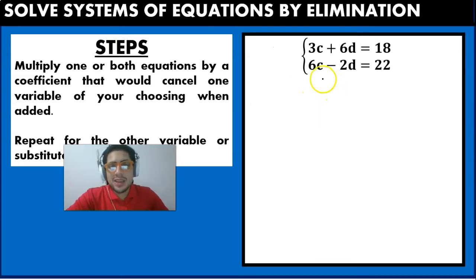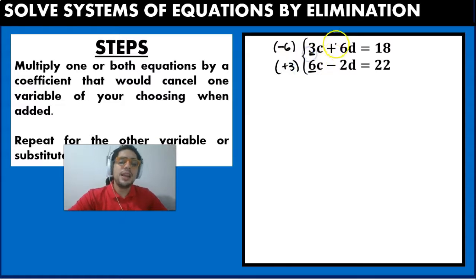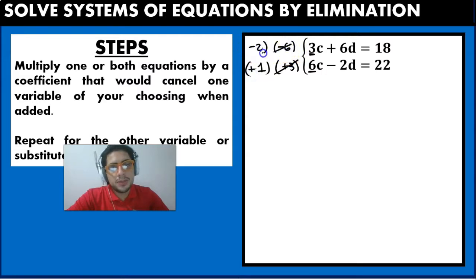Let's say we want to cancel the c, right? So in this case, if you want to cancel c, what you want to do is, because they are both positive, you're going to multiply either one by a negative. So let's say if I want to multiply this one by negative 6 and this one by positive 3, right? Now, because 6 and 3 can be simplified, I am going to divide them both by 3. So if I divide this one by 3, I'm going to multiply by plus 1. And I'm going to multiply the first one by minus 2.